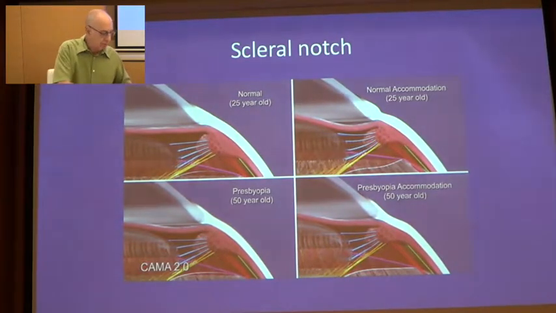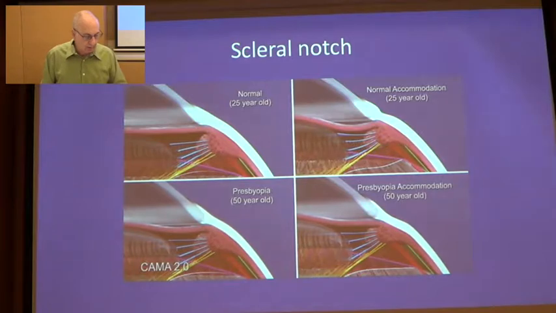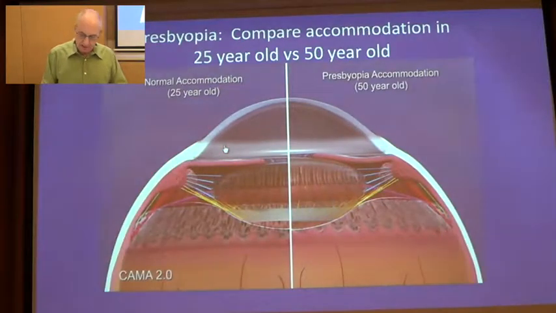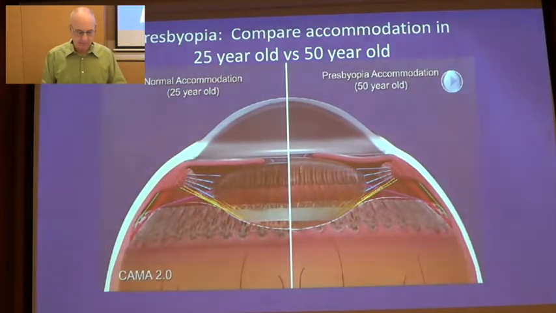The Croft team also demonstrated scleral movement during accommodation due to traction of the ciliary muscle on the scleral spur. And the top part will show you the relaxed, disaccommodated eye. Sorry, go backwards here.